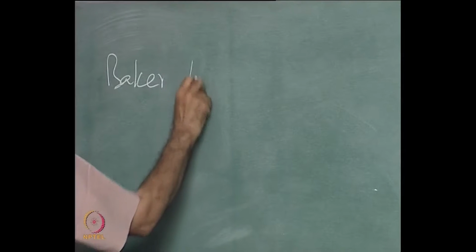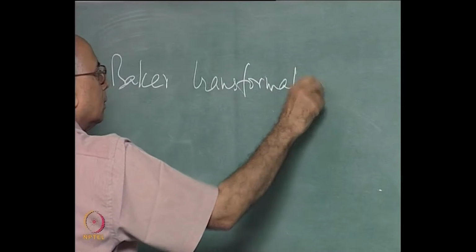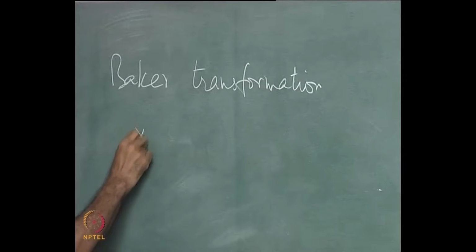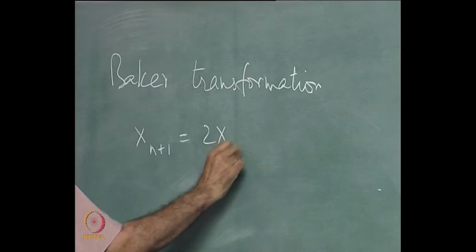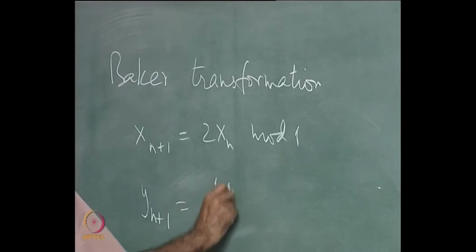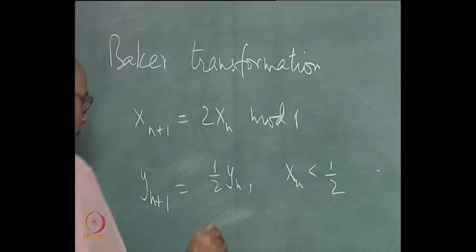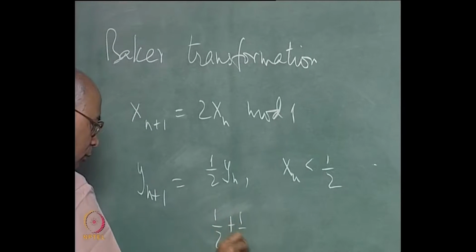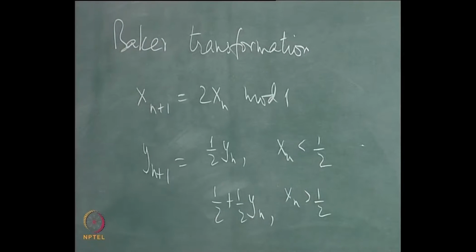The Baker transformation, or the Baker map. This started with xn+1 equal to twice xn modulo 1. So you stretched in this direction, and yn+1 was equal to 1/2 yn if xn was less than or equal to a half, and it was half plus a half yn if xn was greater than a half, in the unit square.